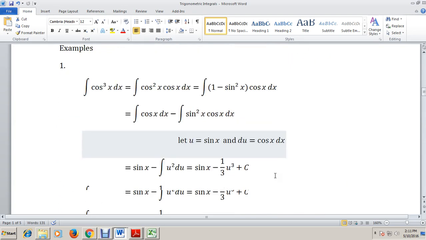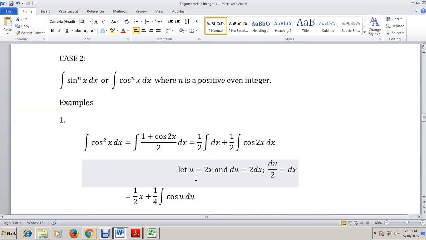Okay, so making use of the reduction formula, we have the integral of cosine square x dx as equal to the integral of (1 plus cosine 2x) over 2 dx. Now notice, since we have our numerator as a binomial, we can separate the fraction into two separate fractions. One is the integral of 1 over 2 dx, and the other one is 1/2 integral of cosine 2x dx. So from here, 1/2 integral of dx already has its solution. We have 1/2 times x for the integral of dx.